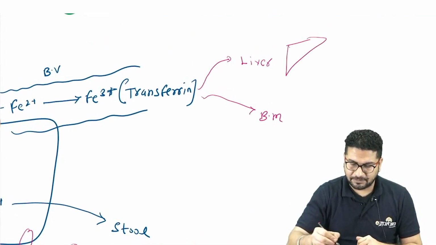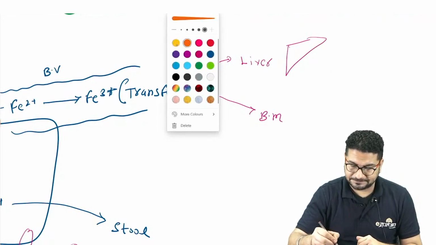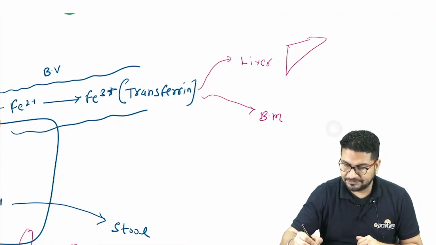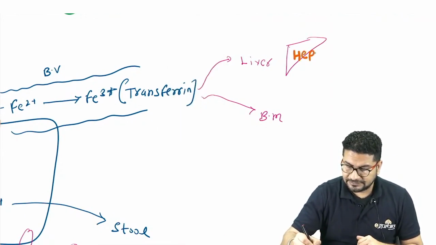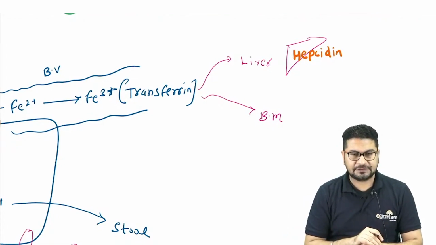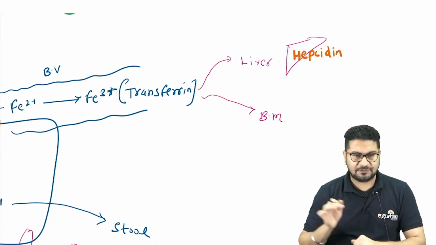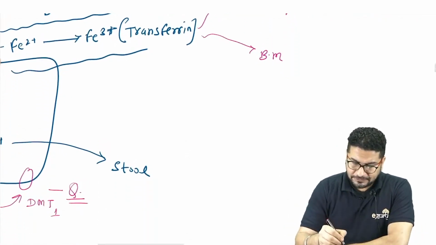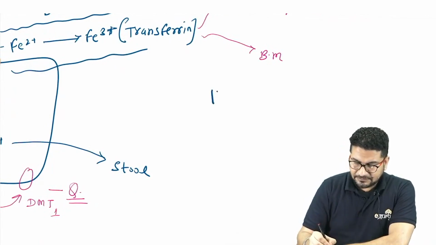In the liver we have a protein that will regulate this process. This protein is called hepcidin. The significance of this protein I will tell you later on, because when we discuss anemia of chronic disease, this hepcidin becomes extremely important. Okay, if you can remember this, that's fine. Based on this, I will ask you some questions.